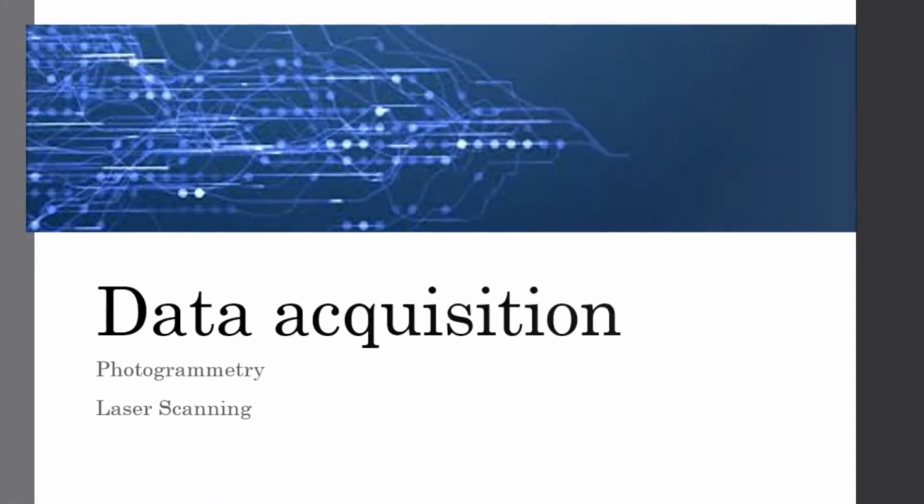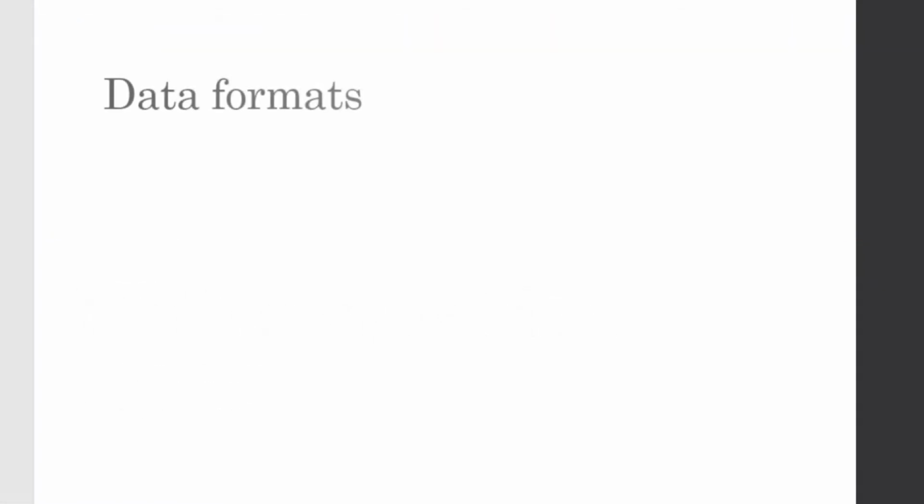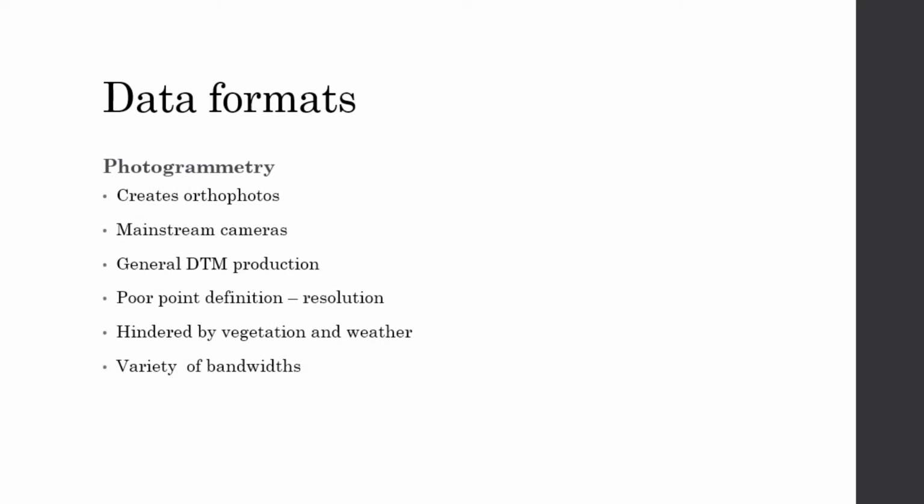Photogrammetry uses several photos to create orthophotos, which are stitched together. They use mainstream cameras and produce digital terrain models. They have poor point definition and can be hindered by vegetation and weather. They also use a variety of bandwidths if required, including near infrared and infrared.